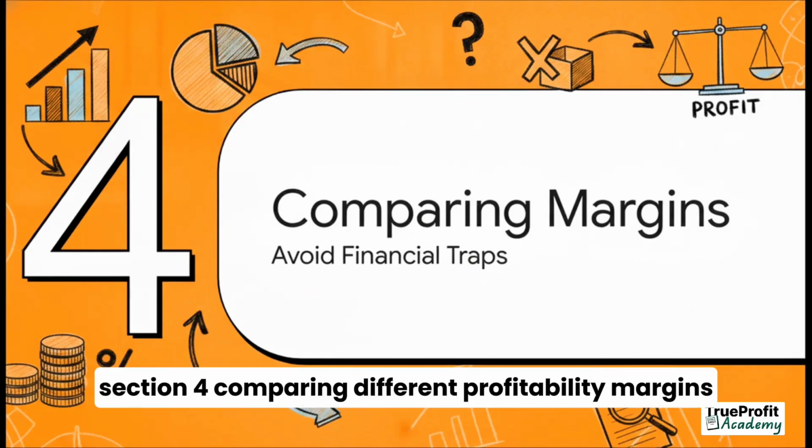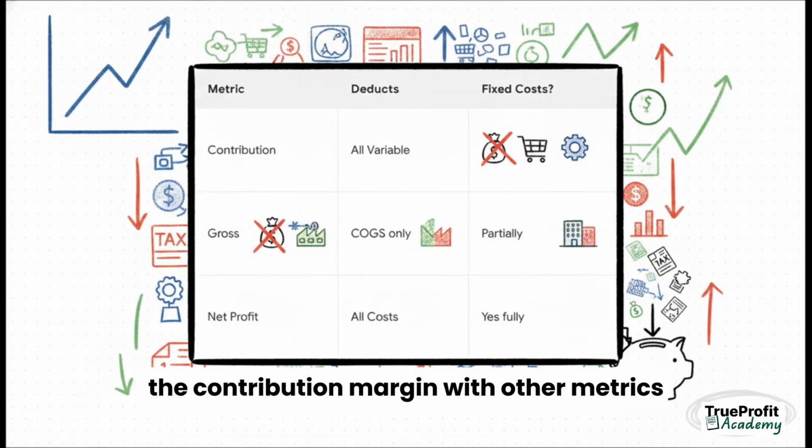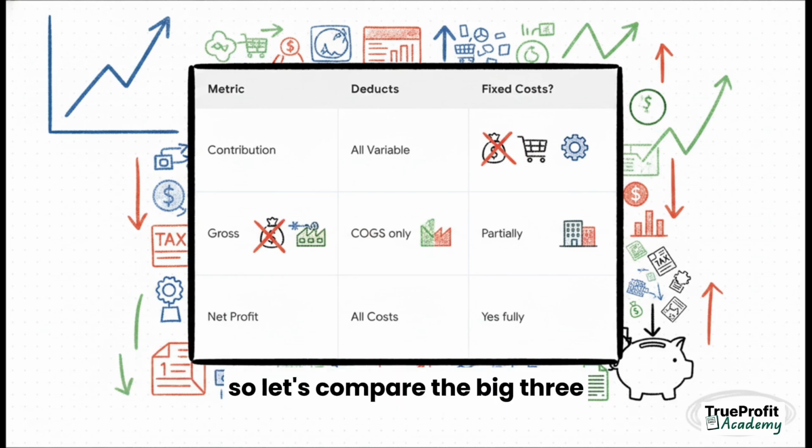Section 4, comparing different profitability margins. Now, it is incredibly common for folks to confuse the contribution margin with other metrics, and honestly, that can lead to some pretty disastrous business decisions. So let's compare the big 3.